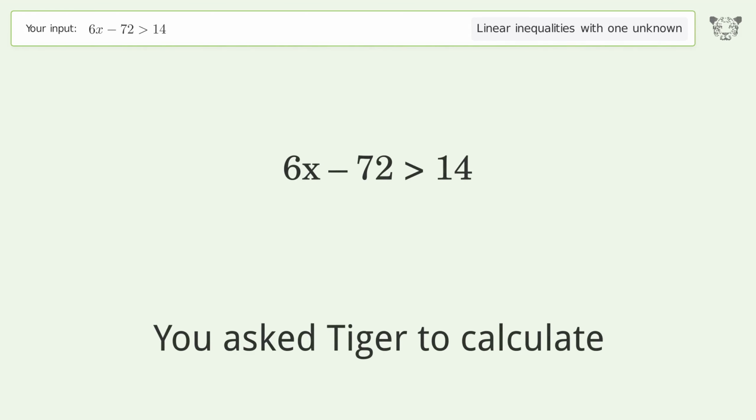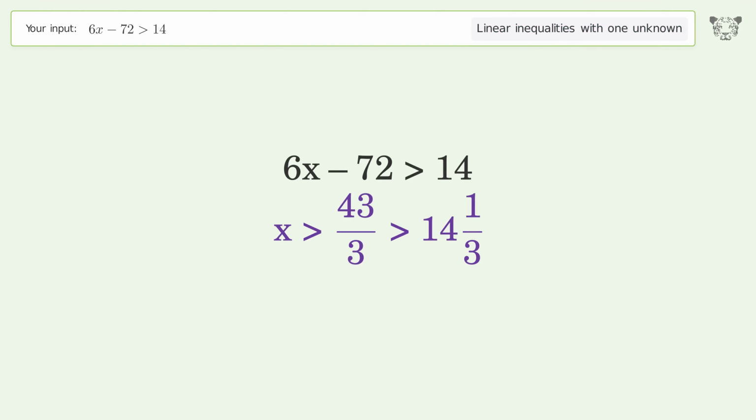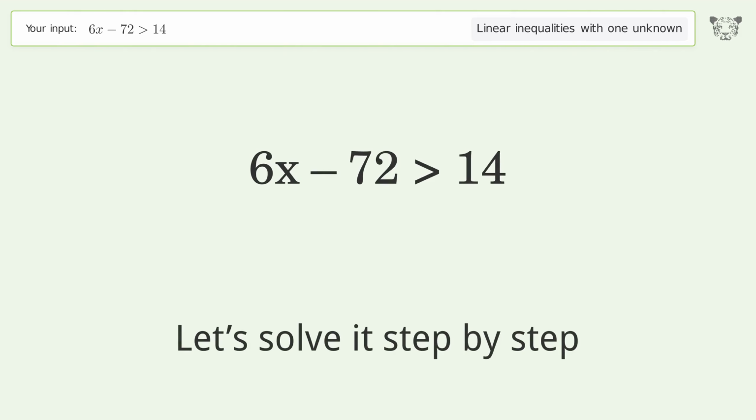You ask Tiger to calculate. This deals with linear inequalities with one unknown. The final result is x greater than 43 over 3, greater than 141 over 3. Let's solve it step by step.